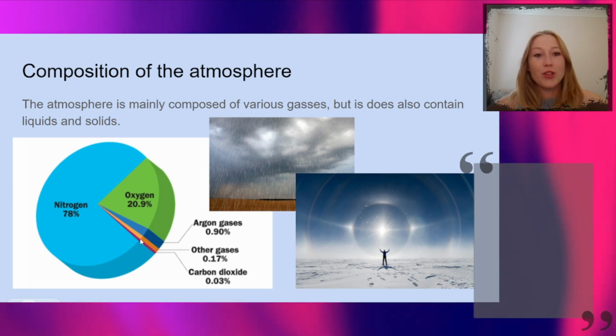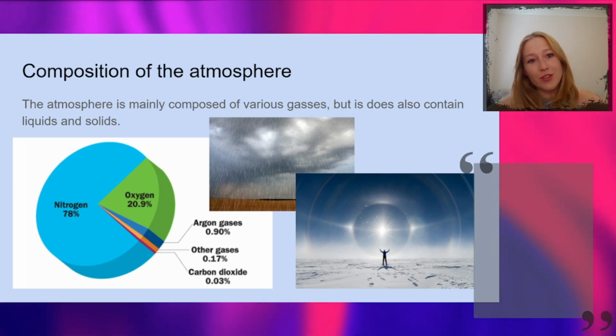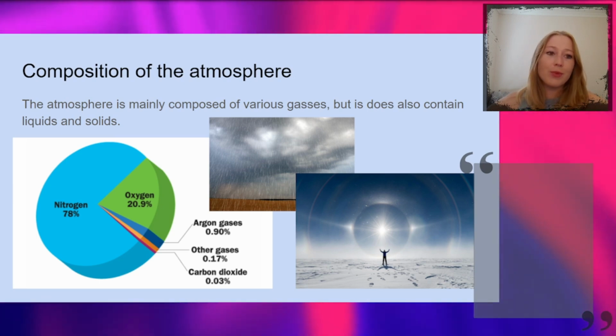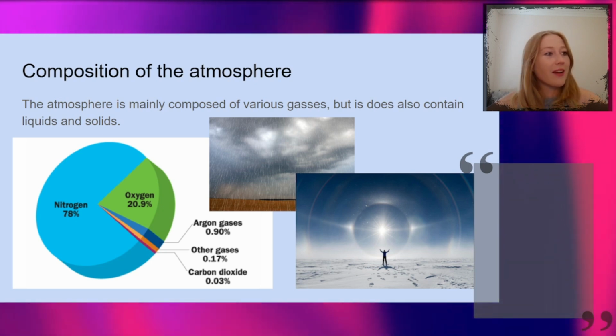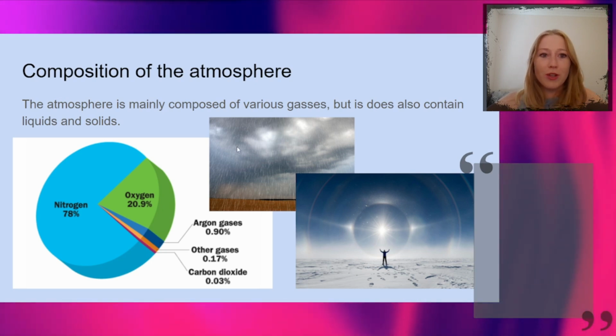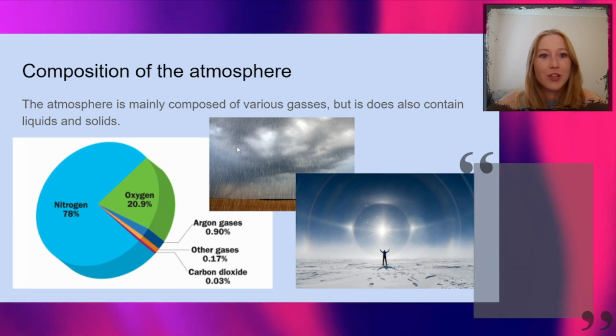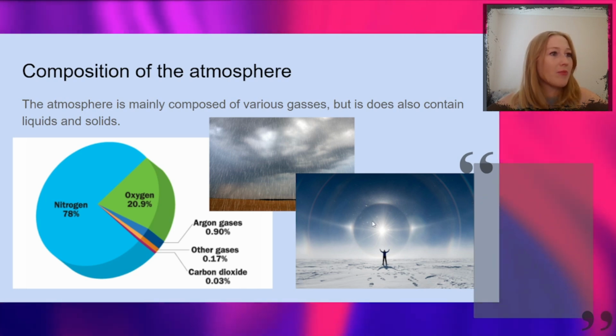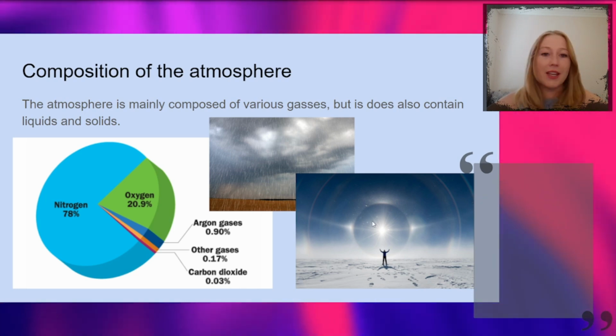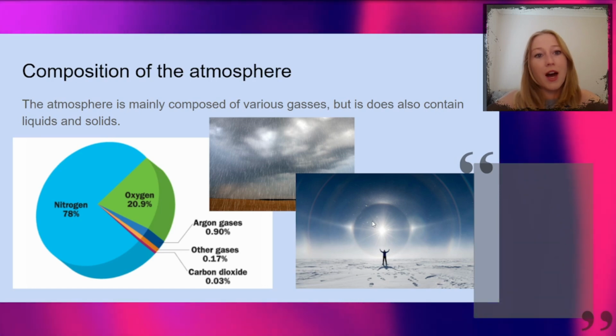Okay, it does also consist of liquid. So that is when you have water vapor condensing and making clouds. That would be your liquid or any type of precipitation. And sometimes solids as well. That could be an example, ice.